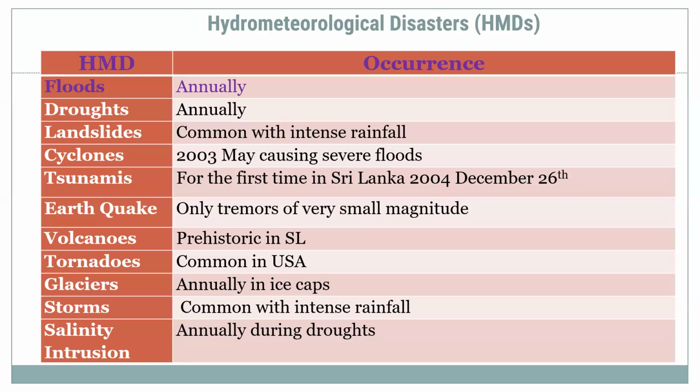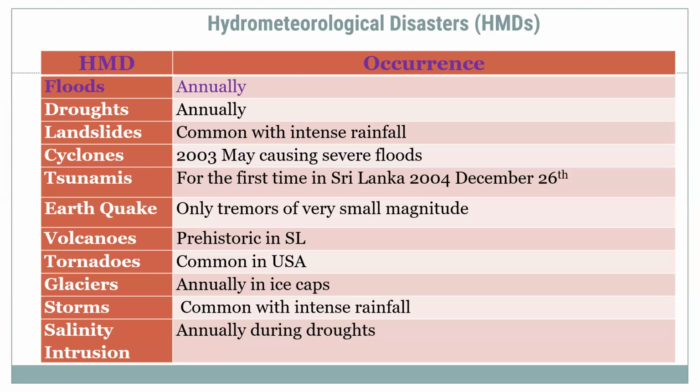Hydrometeorological disasters. How we experience them: floods annually, droughts annually, landslides common with intense rainfall, cyclones. Now 2025, I couldn't add it. There were severe weather conditions in 2003. Tsunamis only once, earthquakes no, only tremors of very small magnitude. Volcanoes, prehistoric volcanoes. That is why our central hills are all formed due to volcanoes. That is also one theory.